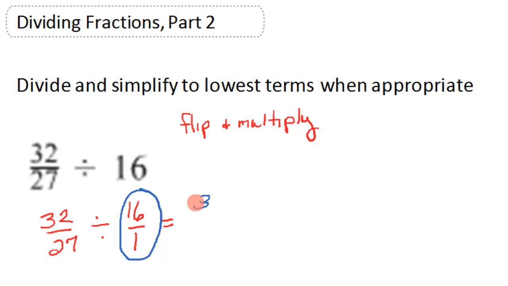change the problem to multiplication. So the first fraction stays the same. This will be a times, and now instead of 16 over 1, we're going to write 1 over 16, which is the reciprocal of 16.